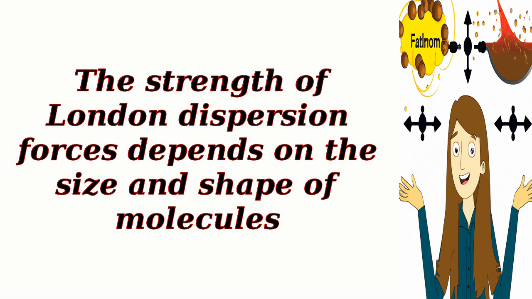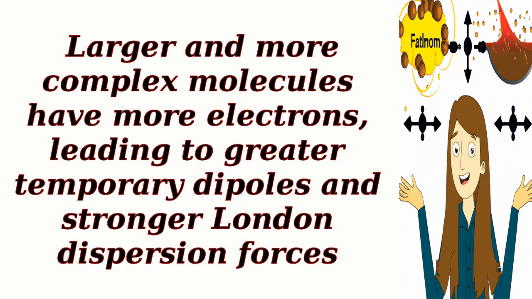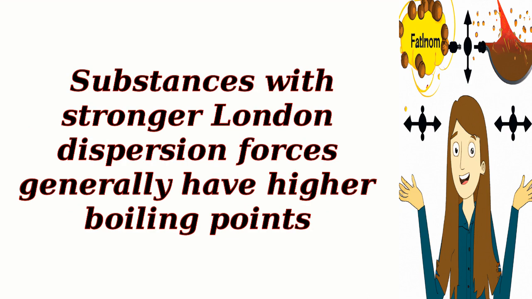The strength of London dispersion forces depends on the size and shape of molecules. Larger and more complex molecules have more electrons, leading to greater temporary dipoles and stronger London dispersion forces. Substances with stronger London dispersion forces generally have higher boiling points.